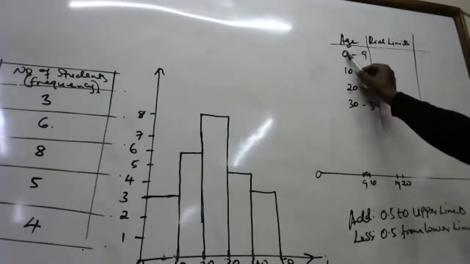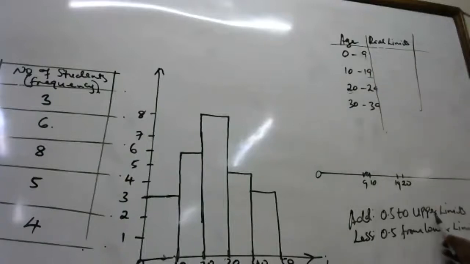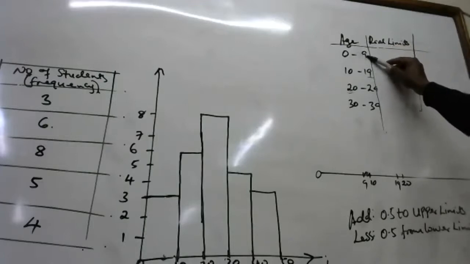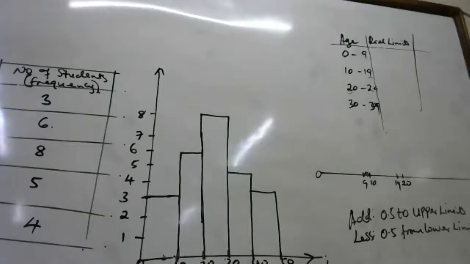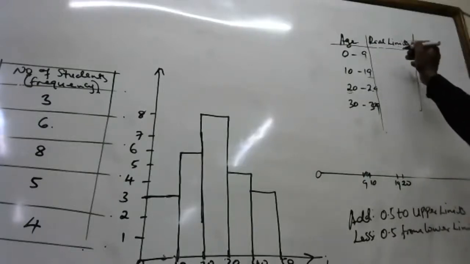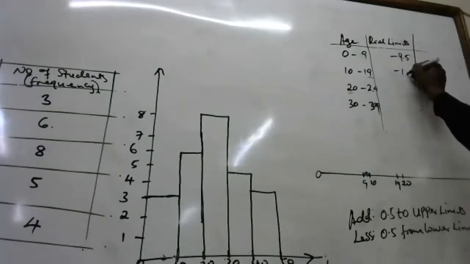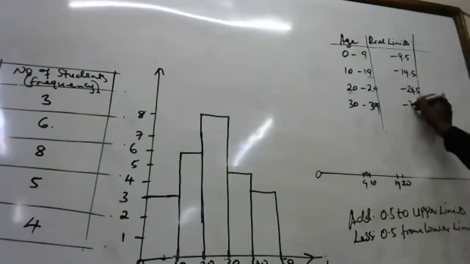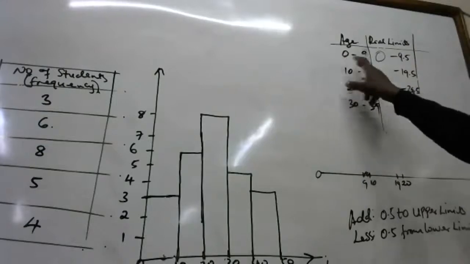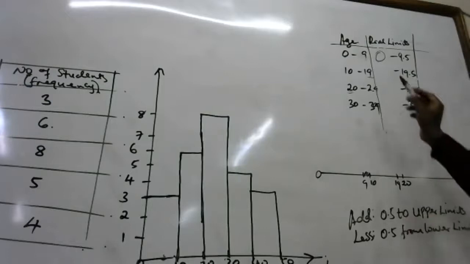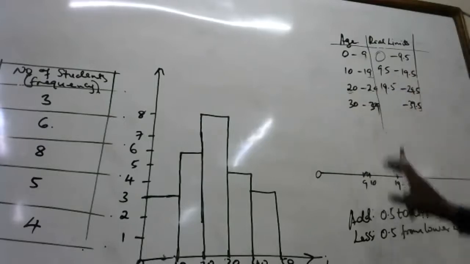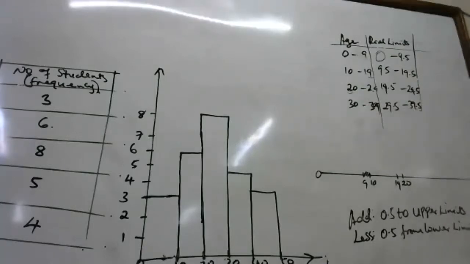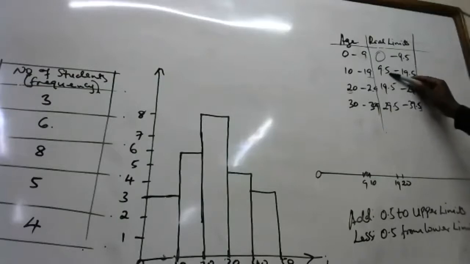Apart from the first lower limit, remember upper limits are these: 0 to 9, 9 is the upper limit, 10 to 19, 19 is the upper limit, 20 to 29, 29 is the upper limit, and here we have 39 as the upper limit. To all these upper limits, we add 0.5, so we are going to have 9.5, 19.5, 29.5, 39.5. The lower limits, apart from the starting one, are going to be subtracted by 0.5. So 10 minus 0.5 is 9.5. 20 minus 0.5 is 19.5. 30 minus 0.5 is 29.5. You realize that now, where this class ends, it is where the other one starts from.